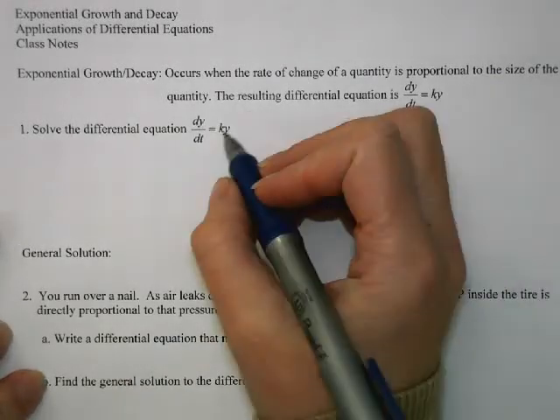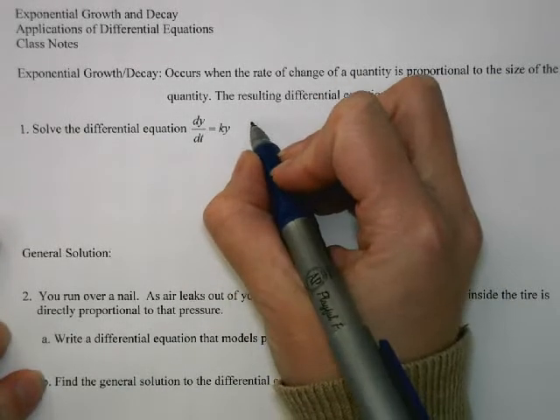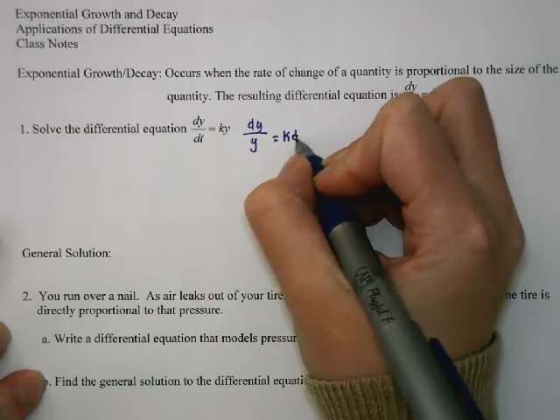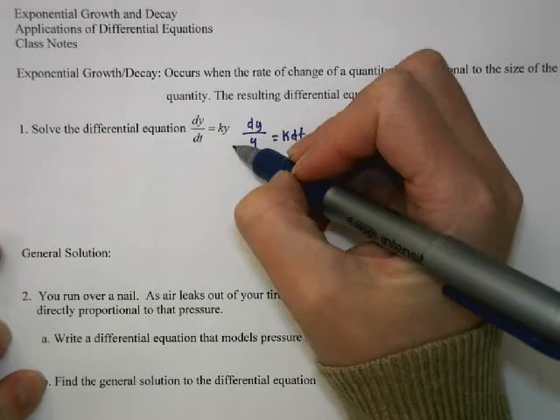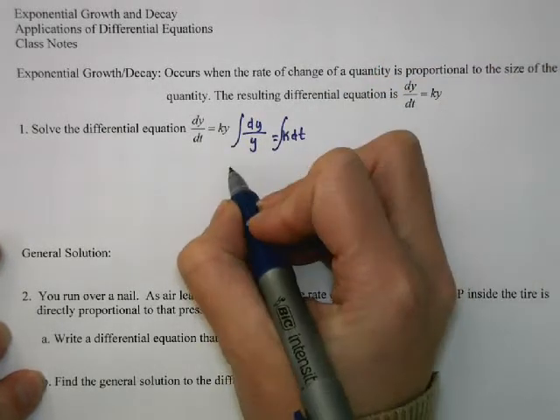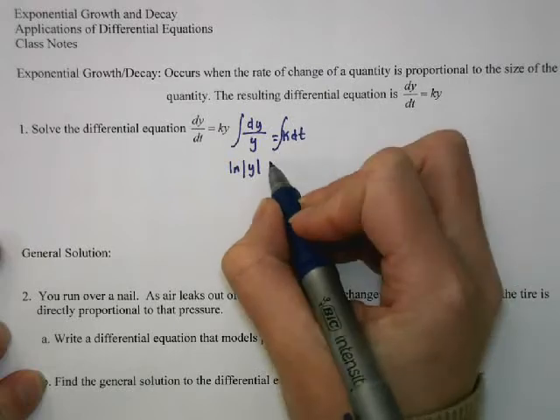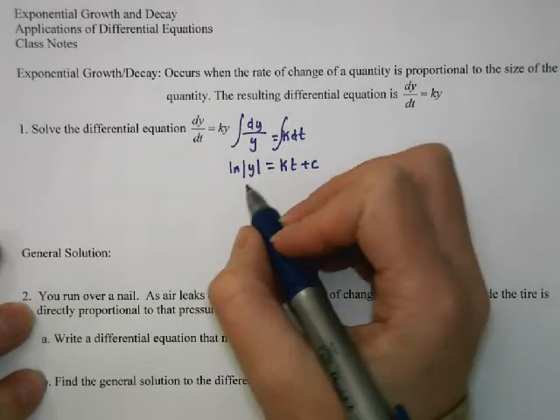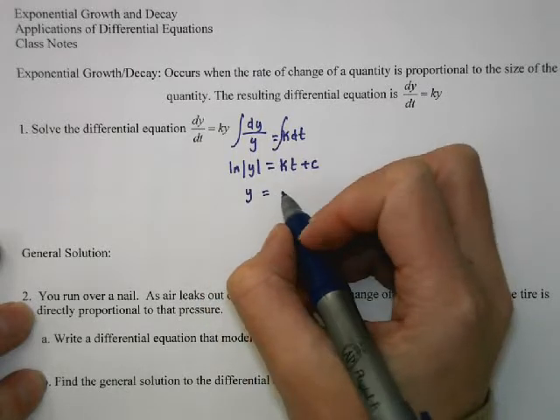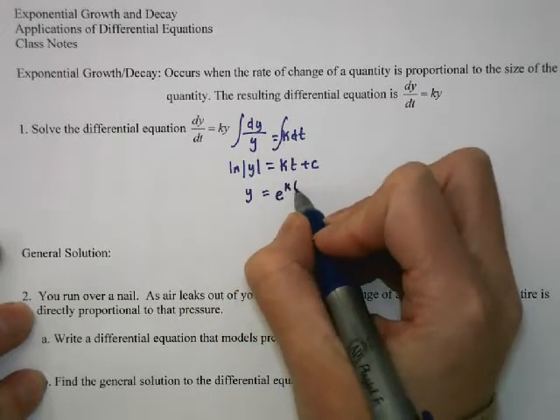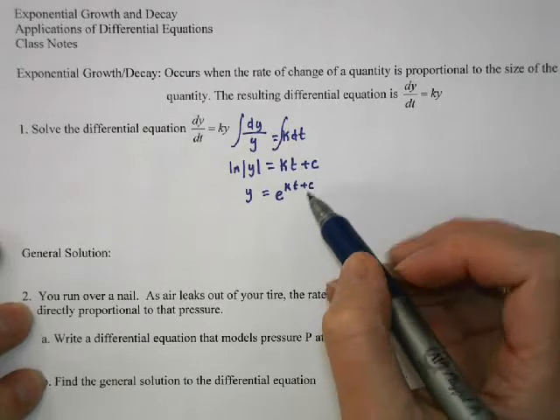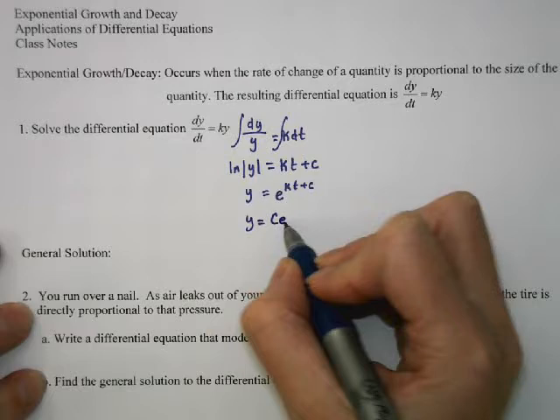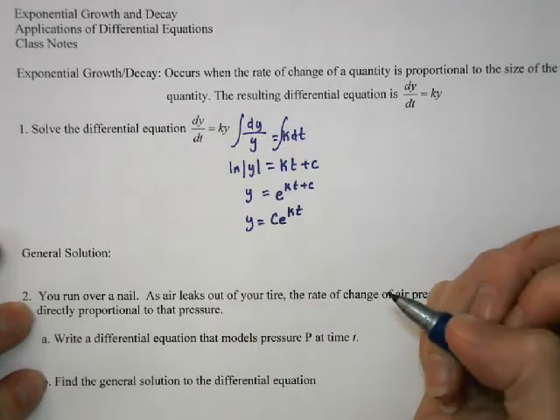So we're going to solve this differential equation by separating our variables. Okay, once we have them separated, we can integrate. So this is going to be the natural log of y equals kt plus c. I want to solve for y, so we'll raise both sides to e. So we're going to have e to the kt plus c. And we can rewrite this as e to the kt times e to the c, which we now know we can write as c e to the kt.